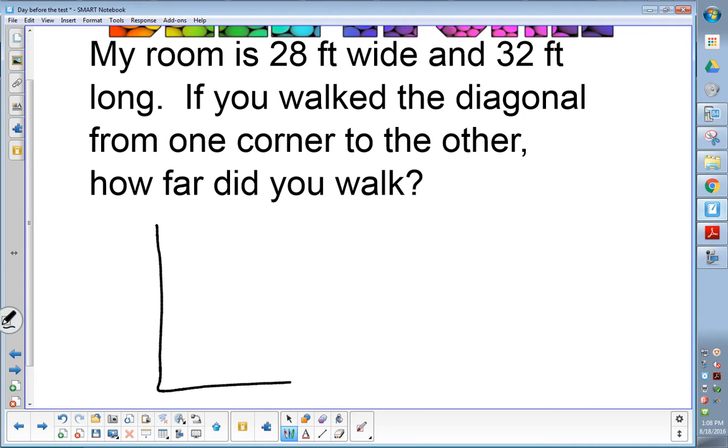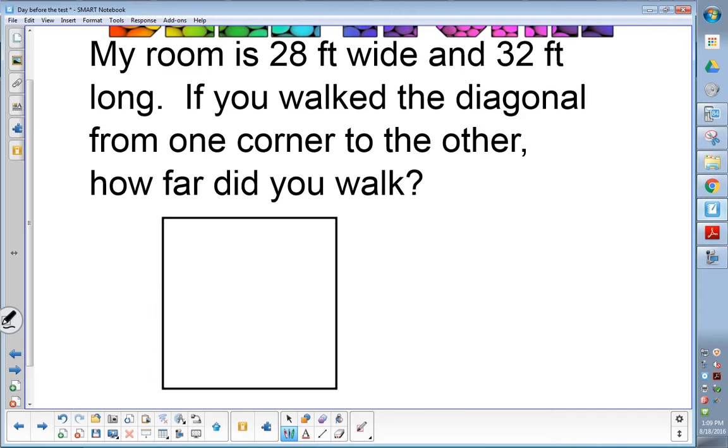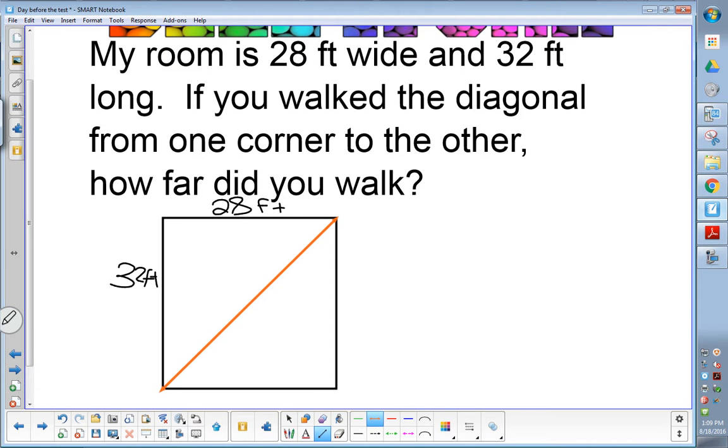I've got my room here. It's 28 feet wide and it's 32 feet long. I want to walk the diagonal. So what does that mean here? Go across. I'm going to walk in the door over here. I'm going to go to that deep corner over there. Okay, so across my room.